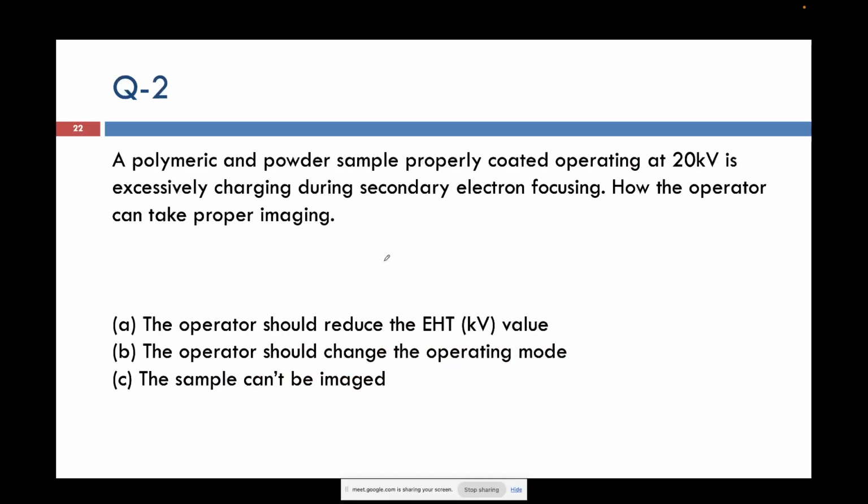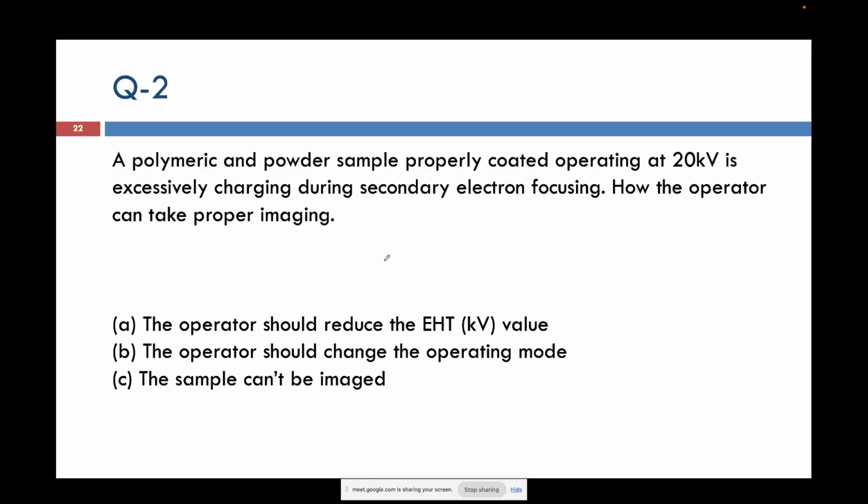So next question is: a polymeric and powder sample, properly coated and operating at 20 kilovolt, is excessively charging during secondary electron focusing. How can the operator take proper imaging? I have told you that regarding this there is a concept. Electrons are highly charged particles, right?